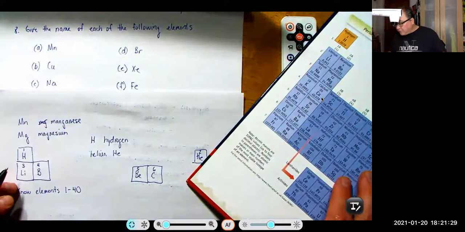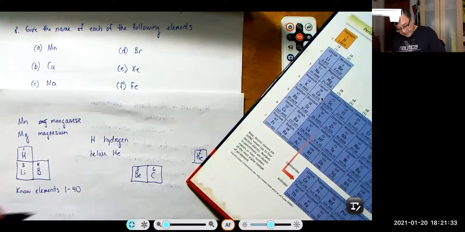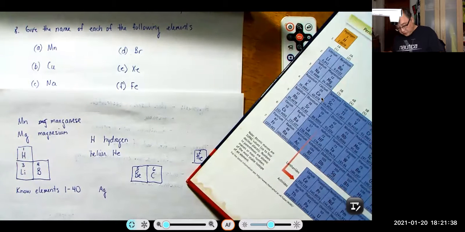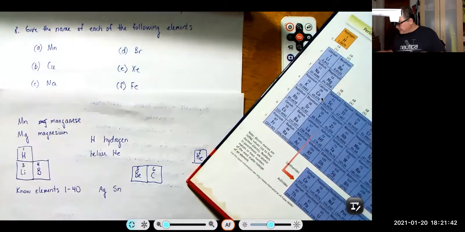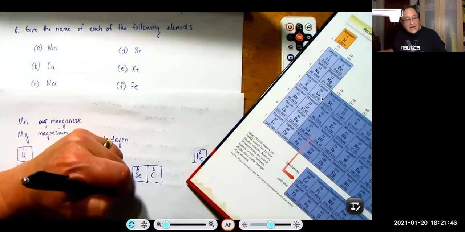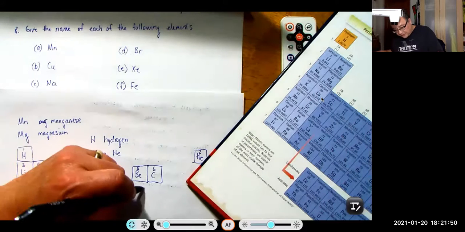So beyond number 40, you should know Ag, which is silver. You should know Sn, which is tin. You should know I, which is iodine. And you should know Xe, which is xenon.